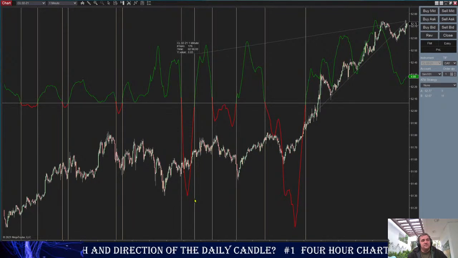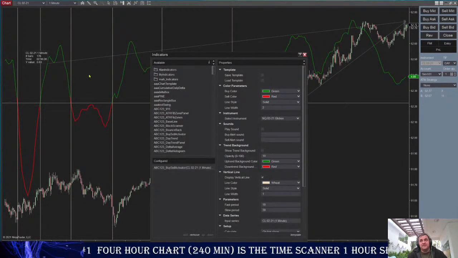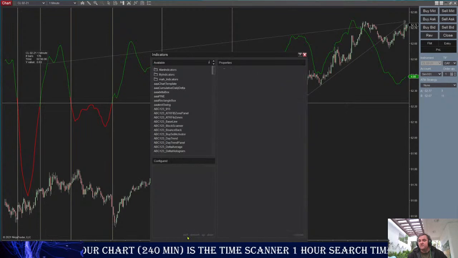That's how you use the buy-sell activator. Okay, now let's go to the next indicator. If you guys have an indicator that you're interested in, just tell me, because I know there's a few of you on there now.